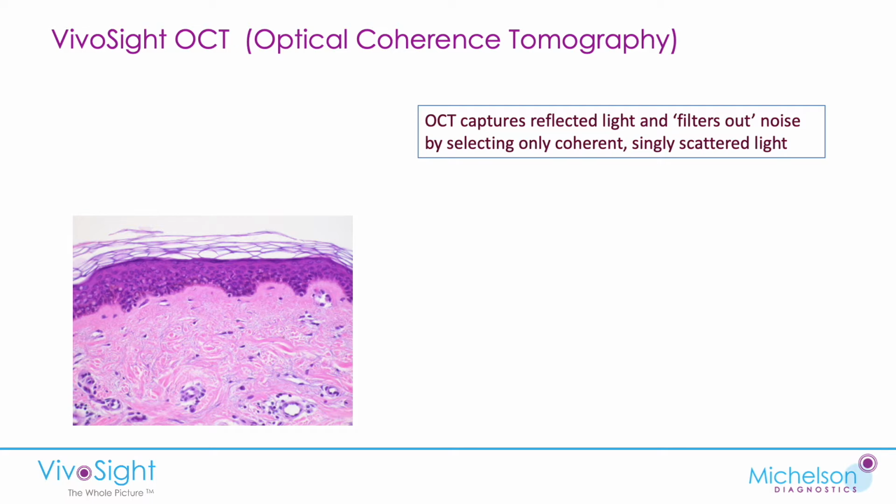So what is OCT exactly? Well, it's a way of building up an image of subsurface tissue. What we do is we put a laser beam into the tissue. Most of the light gets scattered and it's no use for imaging, but some lucky photons make it back without being scattered, and those are the ones that we detect with OCT to build up our image. It's a bit like seeing through fog.